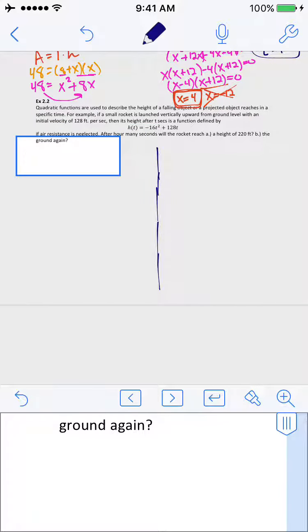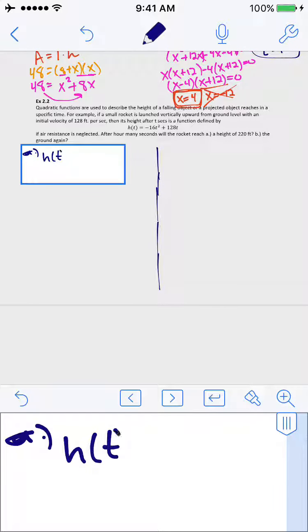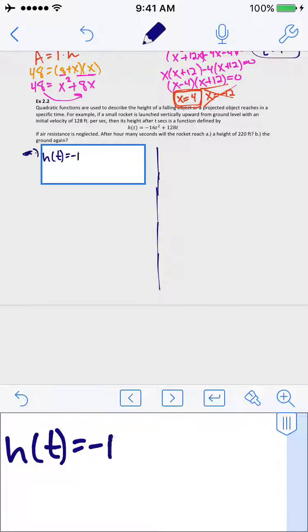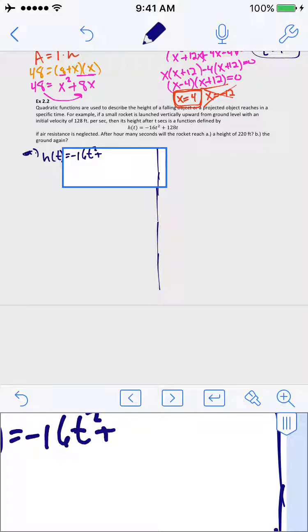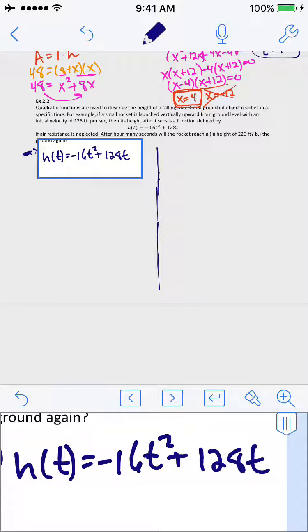Okay, so this part will be A, right? Let's take a look at this function they gave us. First off, it is quadratic, right? It's got a degree 2. So h of t is equal to negative 16t squared plus 128t. Now it's very important that we think about what these letters mean here.